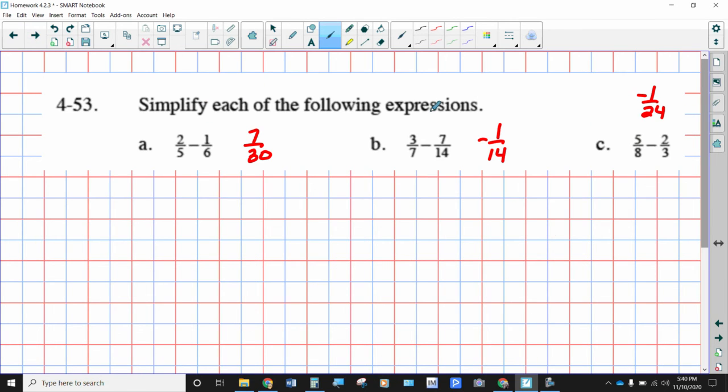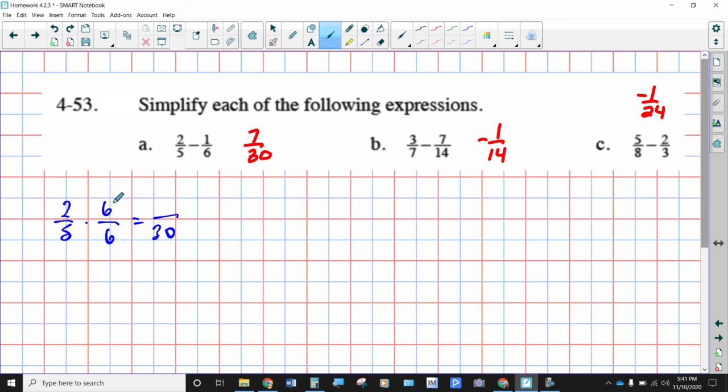All right, simplifying these. We need to know how to add and subtract fractions, and you've got to get common denominators. Okay, so 2/5 minus 1/6. We can't do this work unless you have a common denominator. So the common denominator in this case is going to be 30, because 5 times 6 is 30. So you can take 2/5 and multiply it times something to give you 30 in the denominator. Well, that's got to be a 6, right?